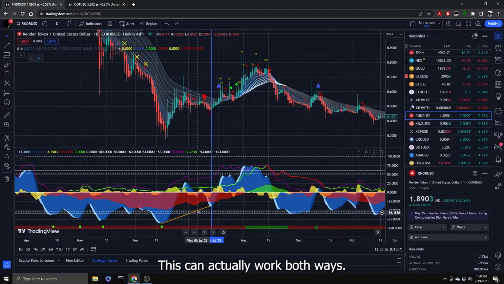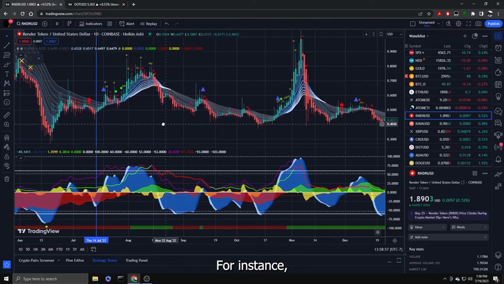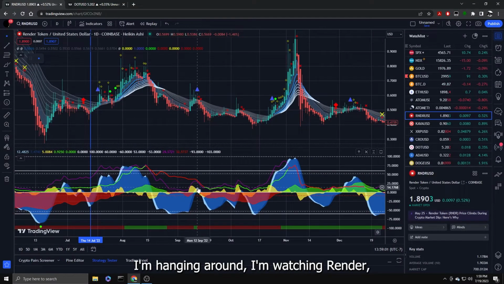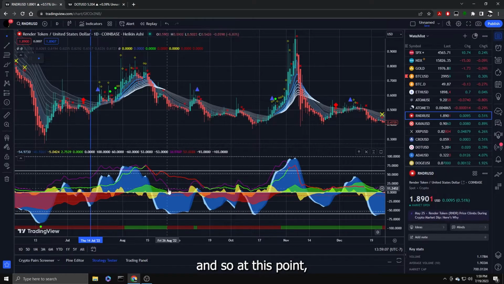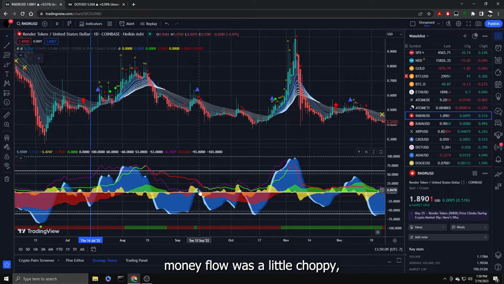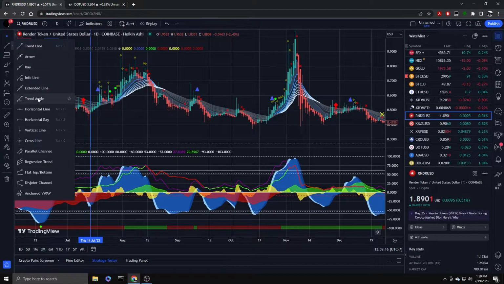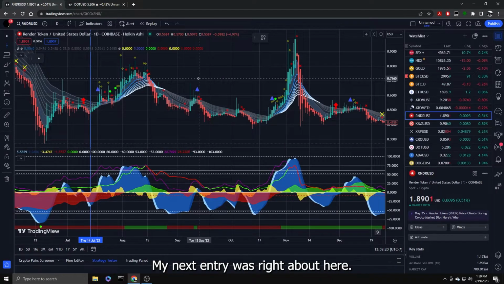This can actually work both ways. For instance, right after that, we're at the top, right? I'm hanging around, I'm watching Render, and now I see another trigger wave going the opposite way. And so, at this point, money flow was a little choppy, but I was sitting pretty on some profits. And so what I did is let's mark my next entry. My next entry was right about here.